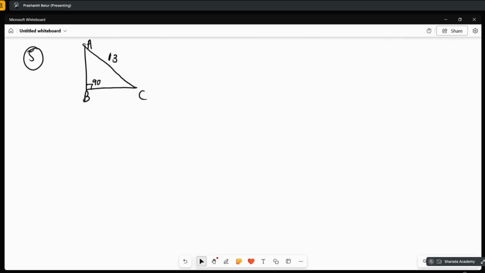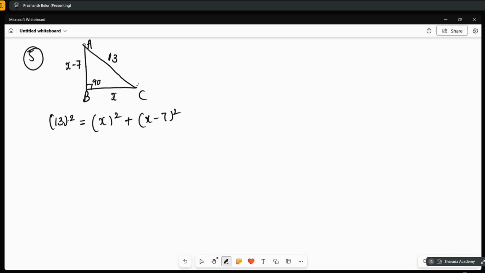Now, if I take base as x, the altitude of the right triangle is 7 centimeters less than its base. So if the base is x, then it is 7 less than this. So it is x minus 7. Now I can apply the Pythagoras theorem. So according to the Pythagoras theorem, what do you have? Hypotenuse square is equal to the sum of the squares of the other two sides.